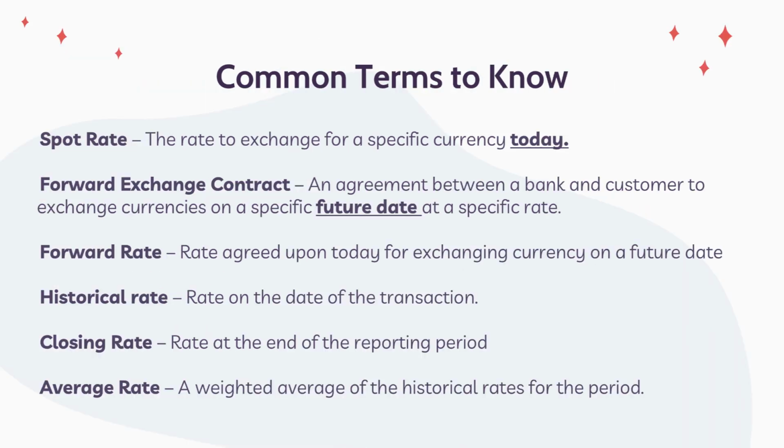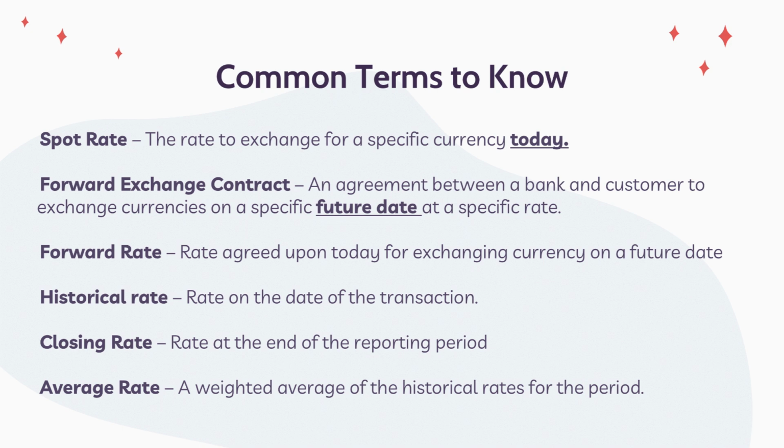Some other key terms that you might want to know about would be the spot rate, which is the rate of exchange for a specific currency on a specific date or time. A forward contract is essentially an agreement between the bank and a customer to exchange currencies of a specific future date at a specific rate. So it's agreeing to buy something at a specific rate in the future. A forward rate is the agreed upon rate of that forward contract.